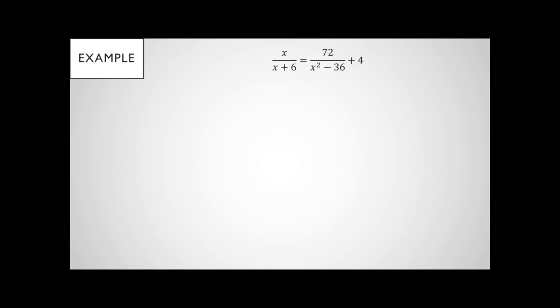So here I have x over x plus 6 equals 72 over x squared minus 36 and then plus 4. So again, if you have anything that you can factor, you want to try to factor that out. So this will give us x over x plus 6 equals 72. Now x squared minus 36, this is a difference of two squares. So this factors to x minus 6 times x plus 6. And then I have plus 4.